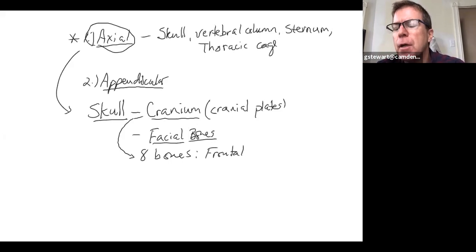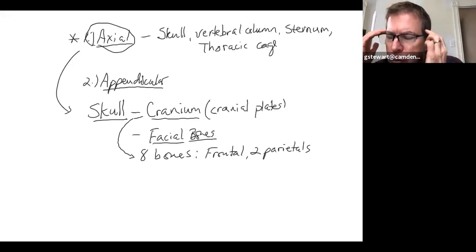The frontal bone, which is basically the forehead and the top, past your hairline. So the frontal bone, there are 2 parietal bones. Those are left and right. Those make up the majority of the top of the cranium and also the majority of the sides of the head of the skull. There's 2 parietals.